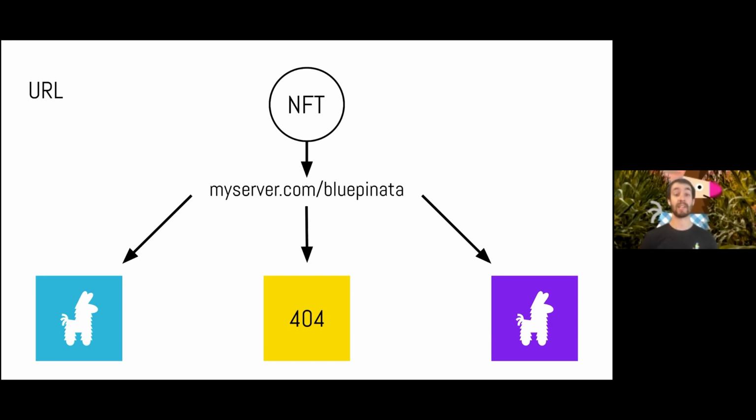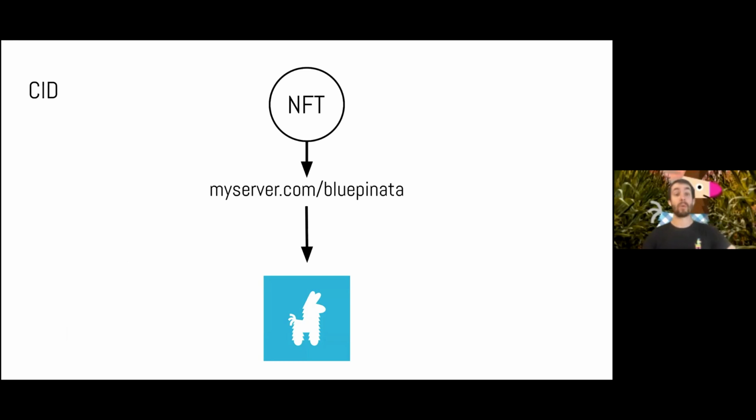So how are IPFS CIDs different, and how do they secure your NFT content that you are paying for? With CIDs, the NFTs have a verifiable link that cannot be changed. With the CID, you're pointing to the content itself. So when you're pointing to the CID for your blue pinata, you're pointing at the content identifier itself. This means that you're only guaranteed to ever retrieve that blue pinata back from the IPFS network. You'll never receive a 404 or a purple pinata, as long as the image is on the IPFS network. We'll touch on this a little bit later.